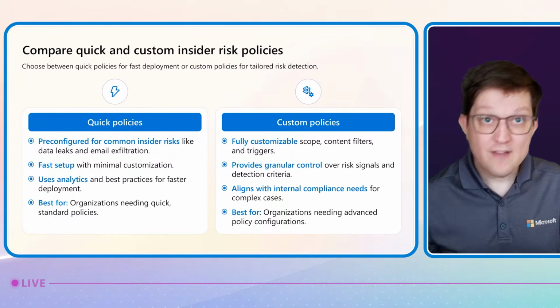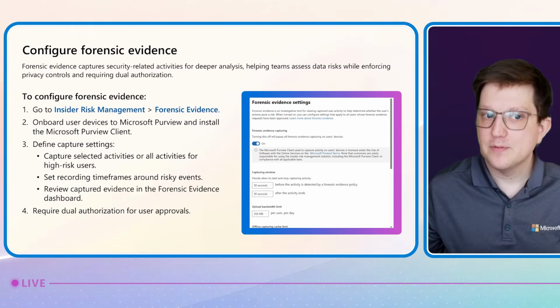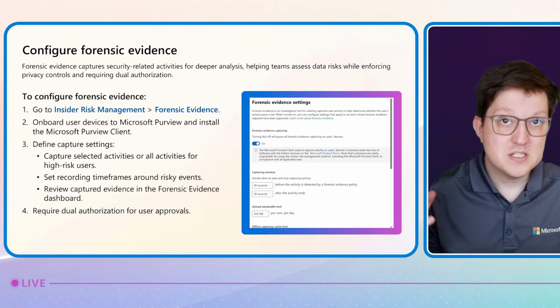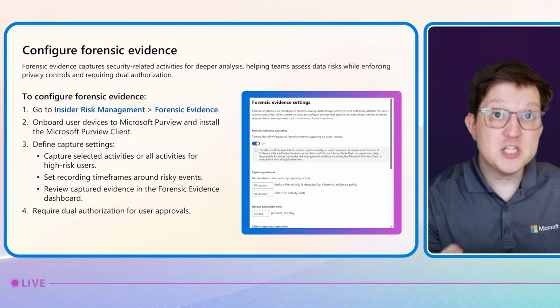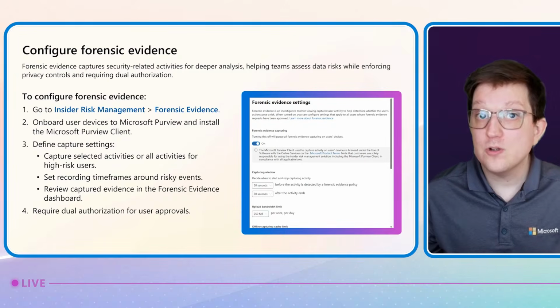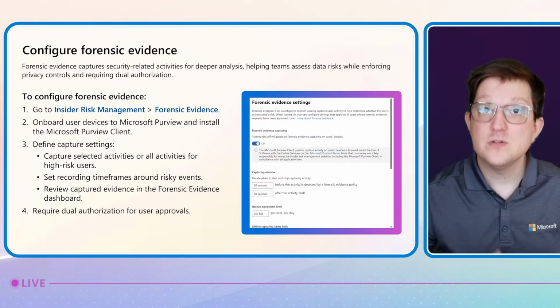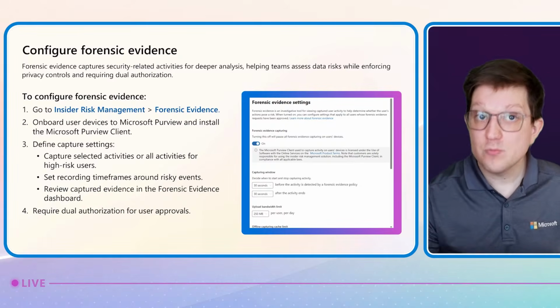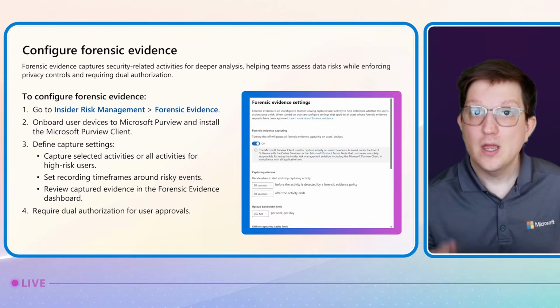So, we have ways of being able to create these policies. But there is one more step that we really need to think about, and it is forensic evidence capture. This has a major prerequisite of requiring the Purview client agent to be installed on end user endpoints. What it will actually do is capture screenshots at the time of the risky action and any text input that is in a browser field.